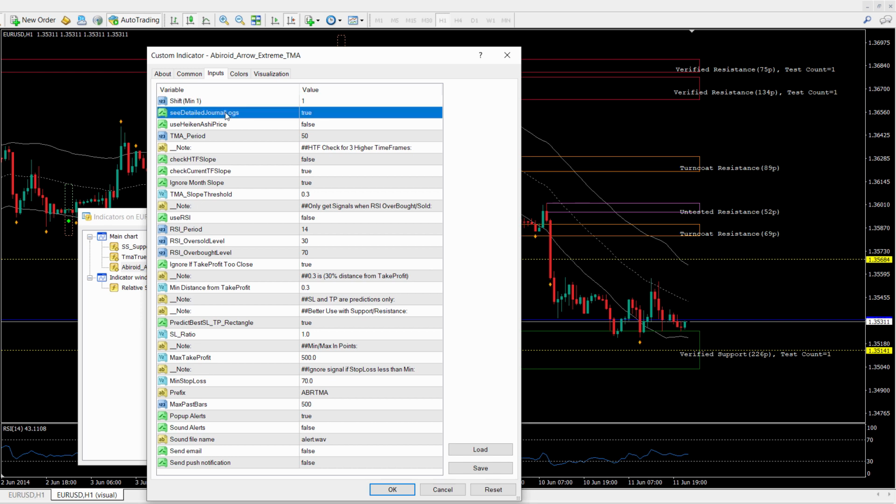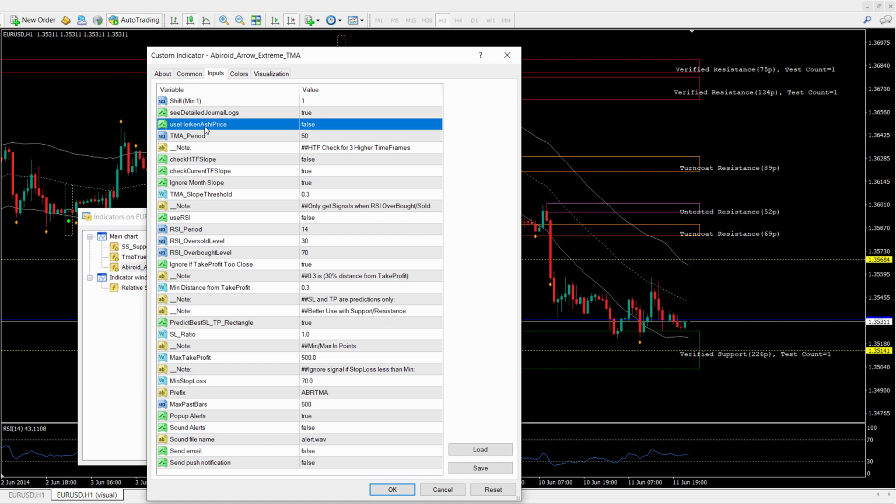Next up is see detailed journal logs. This arrows indicator will ignore some of the trades, like all of these orange diamonds have occurred, but it is still not showing any buy trades because of the slope downwards. If you want to see detailed logs of exactly why a trade is being ignored, you can leave this to true, and you will see it won't show you pop-ups, it will just show you the journal logs.